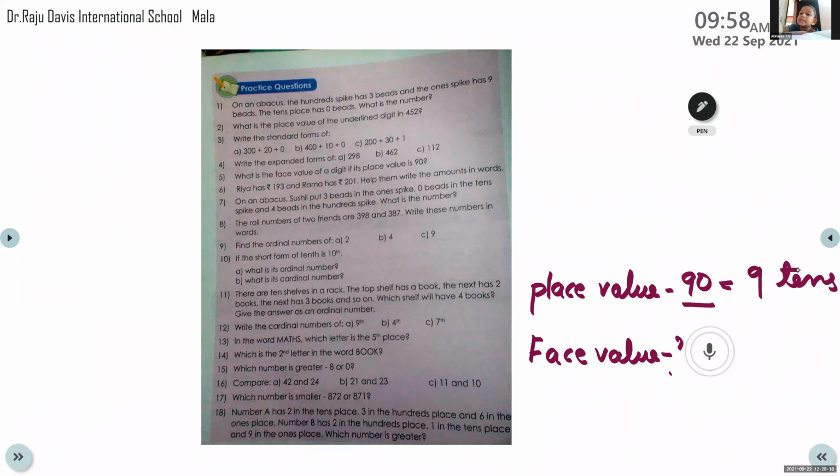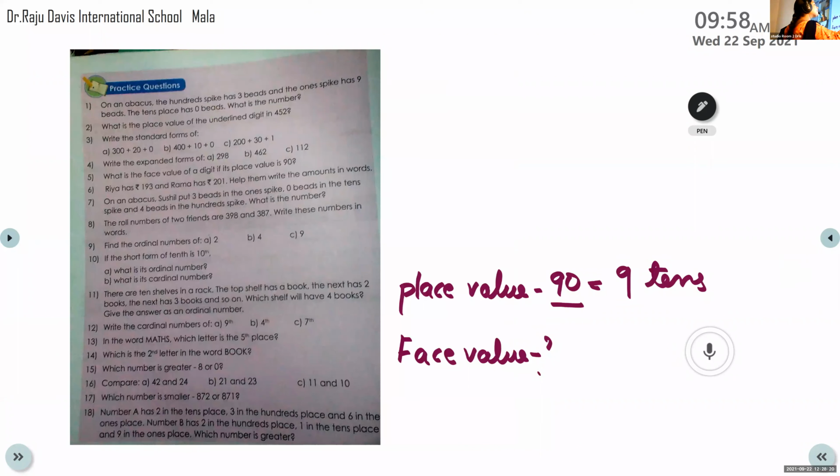Yes, ma'am. So here tens is the place and 9 is the digit. So face value of 9 we have to find. So what is the face value of 9? Is it 9 tens? Yes. Face value is 9 tens? No, my dear children, 9 tens is the place value, not the face value.